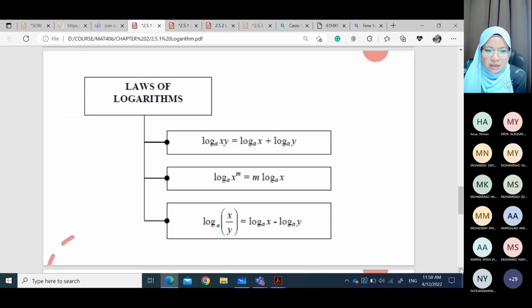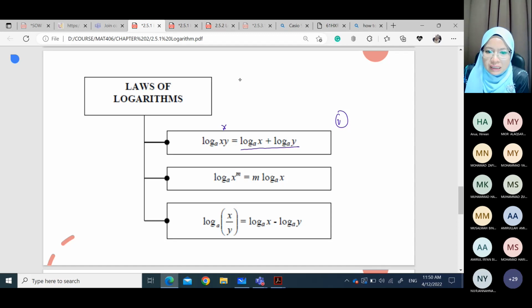Okay, so next, this is laws of logarithms. So law of logarithm kita ada 3. The first one, it is multiplication, which is log A x times y. So it is equivalent with log A x plus log A y. So kalau dia melibatkan operasi darab, so bila nak pecahkan, dia akan jadi log A x plus log A y.